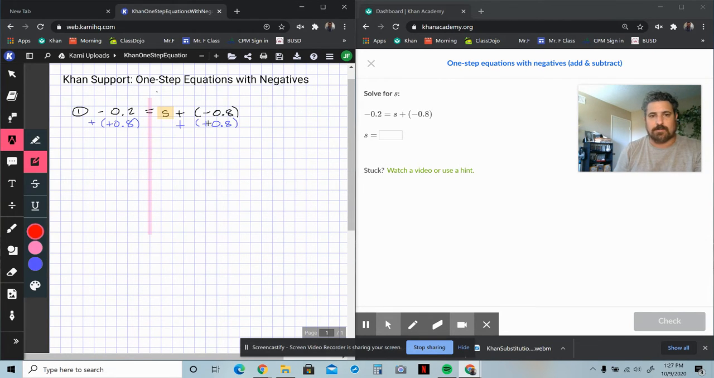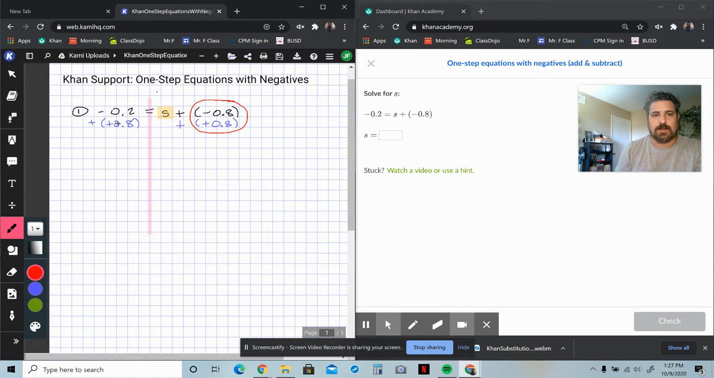The nice thing is that when you have a negative 0.8 and you're adding a positive 0.8, these two become what we call a zero pair. So I'm just going to take that and circle it to show that it's a zero pair. In other words, they cancel each other out to zero. So this all goes away to nothing. And then over here on the left-hand side, you have the result.